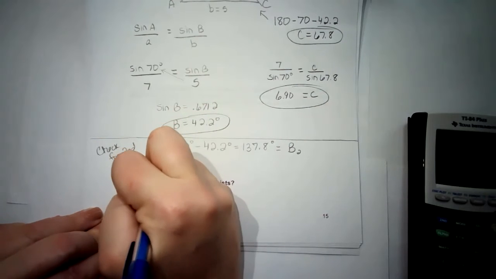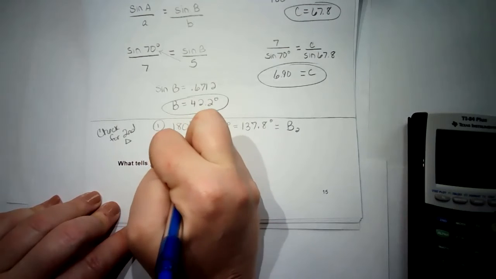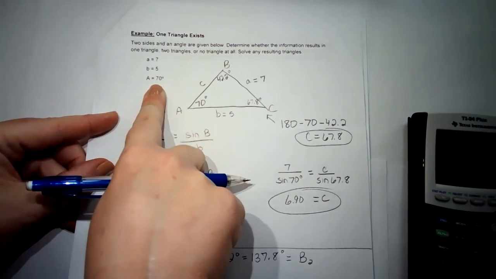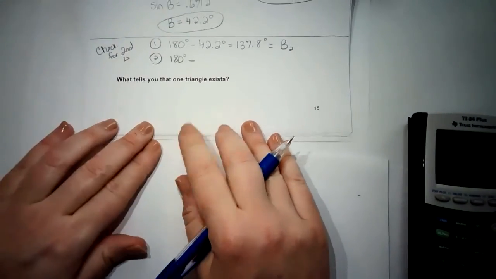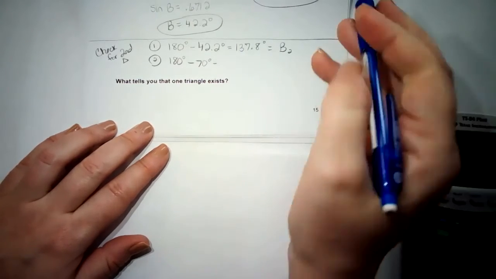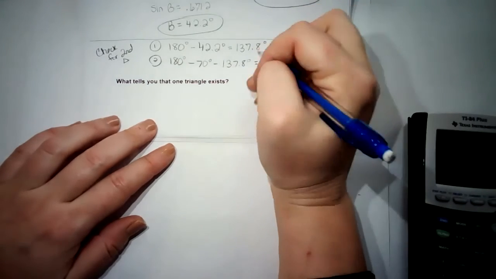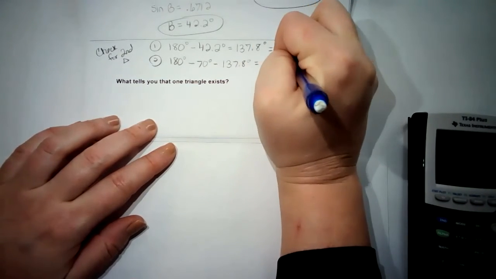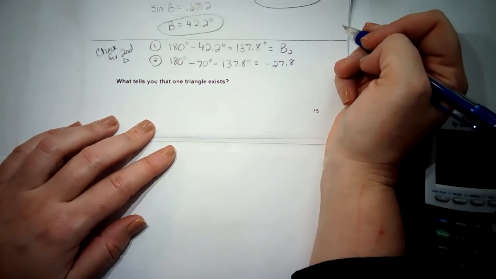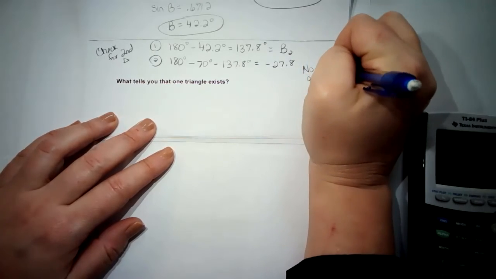All right. Now, here's the step that'll tell us. Now, I'm going to take 180 minus the given angle. What angle was given this time? A, so minus 70. Minus this answer from step 1. Okay, when I do that, what do I come up with? Negative 27.8. So do I have myself a second triangle? No, because it's negative. So no, only one triangle.